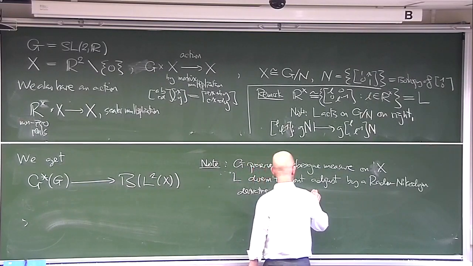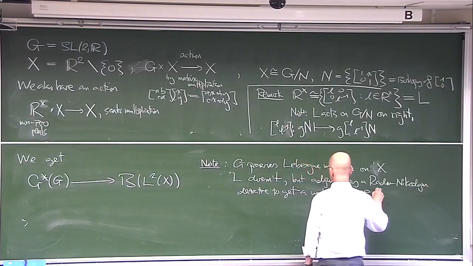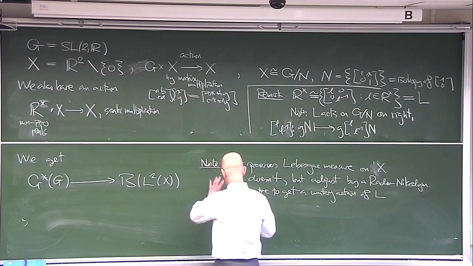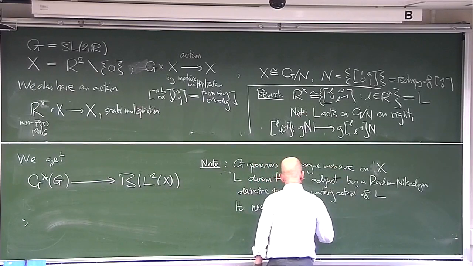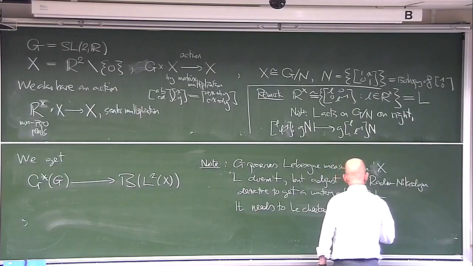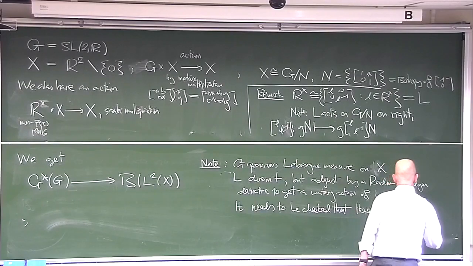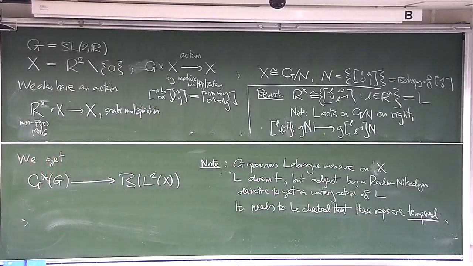To get unitary action. The most significant thing to worry about is that these representations really are tempered. In other words, they correspond to representations of the reduced C-star algebra. There's a difference. Not every unitary representation of G corresponds to a representation of the reduced C-star algebra.